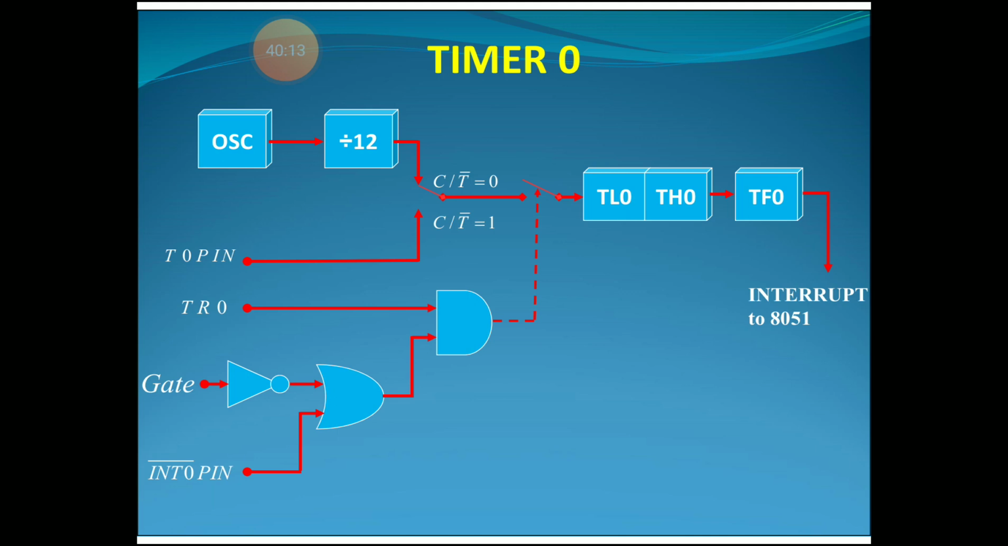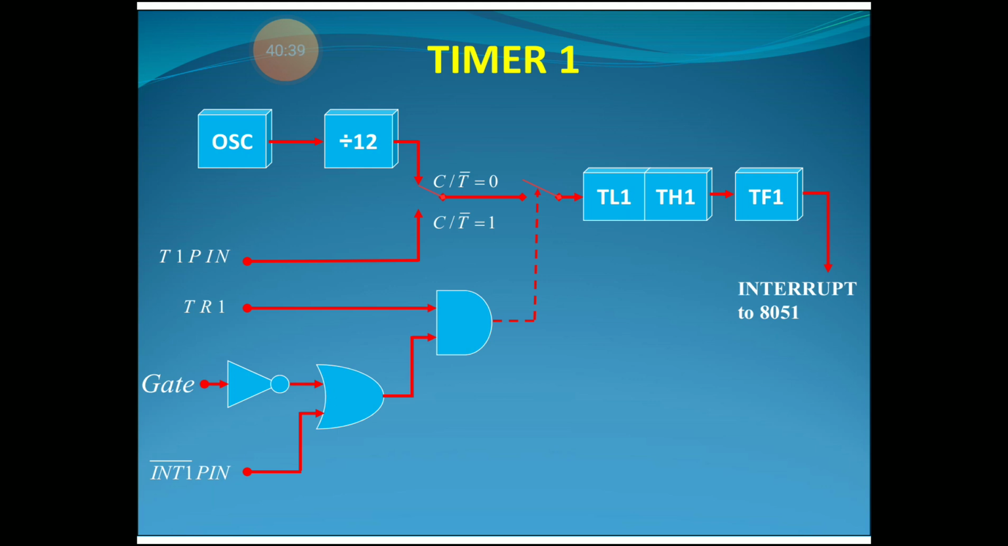Then these clock pulses are given to the timer. The timer starts counting and reaches the maximum value. Upon the next count or next clock pulse, the timer overflows. The corresponding bit in the TCON, that is TF0, becomes set and generates an interrupt signal to the controller. Such an interrupt is called a timer 0 interrupt.